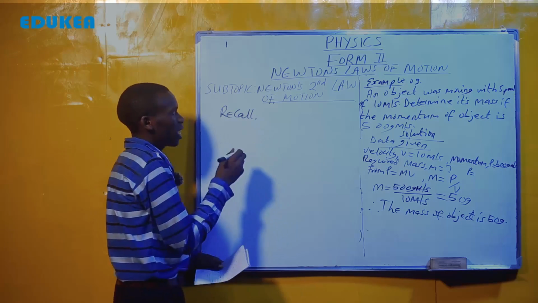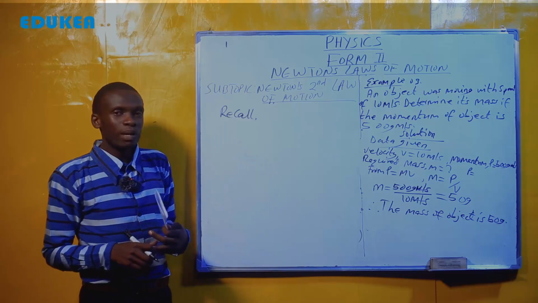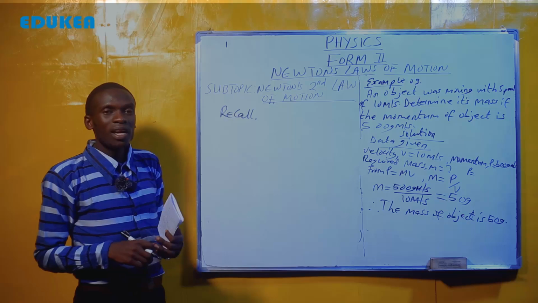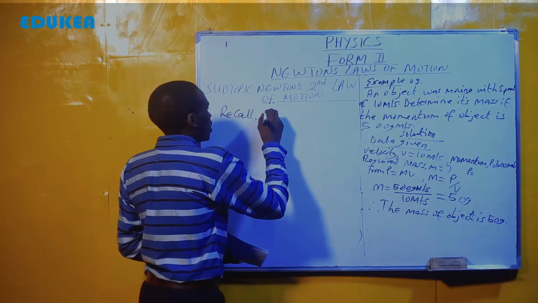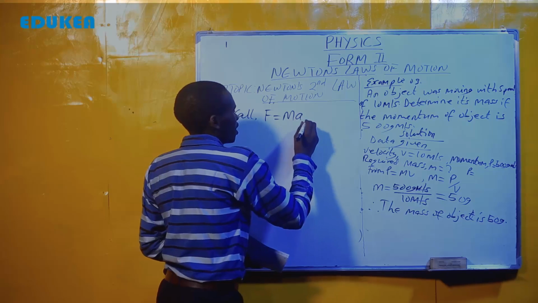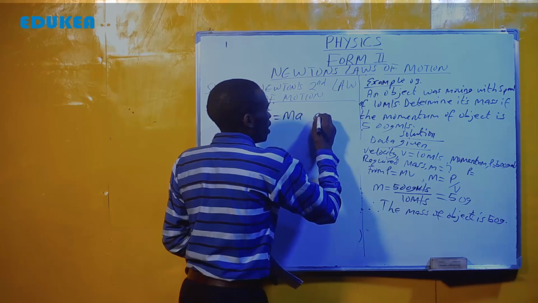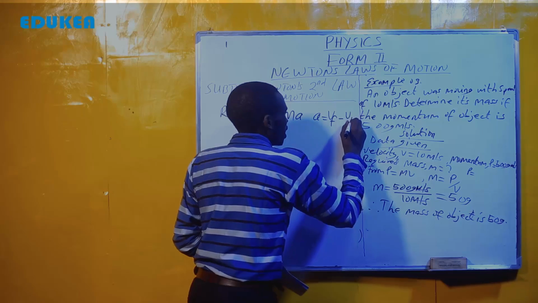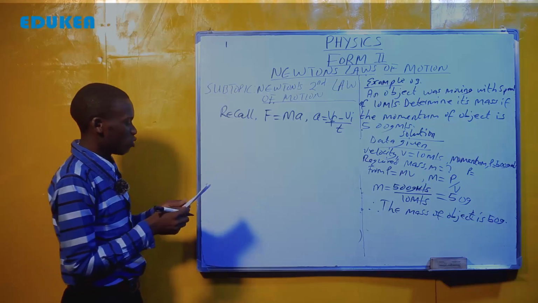From Newton's second law of motion, we have said that it states that the rate of change of linear momentum is directly proportional to the force applied and takes the direction of that force. Newton's second law of motion shows the relationship between force, mass, and acceleration. Force is equal to mass times the acceleration. Also, we know acceleration is obtained by taking the change of velocity over time. Change of velocity is obtained by taking final velocity minus initial velocity over time. So this formula will be used to solve different problems.